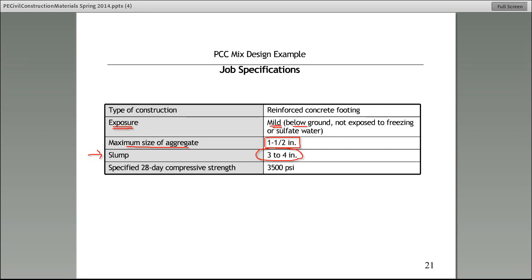Then you also need to know the compressive strength. In this case, it's 3,500 psi, and this is the specified 28-day compressive strength. Always when we talk about f'c, the compressive strength of concrete, I mentioned this before, we're talking about what the concrete strength is going to be in 28 days after inception, after we mix it.